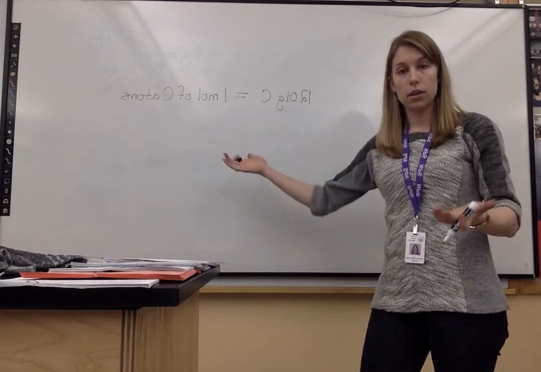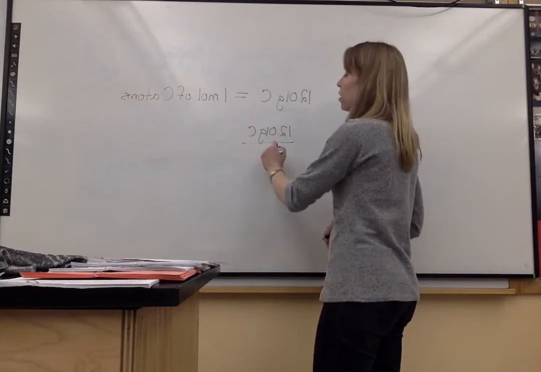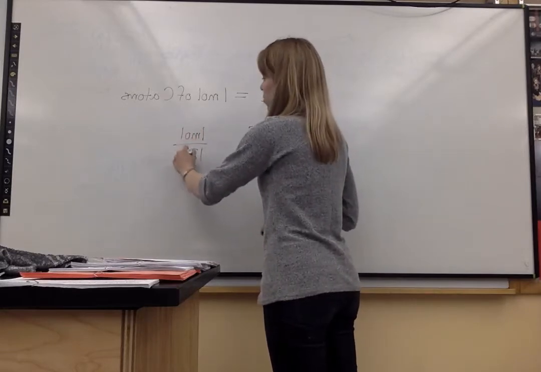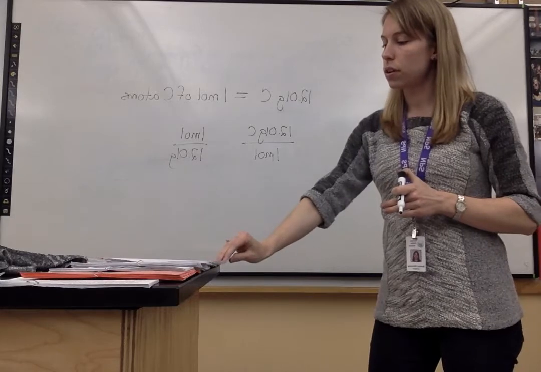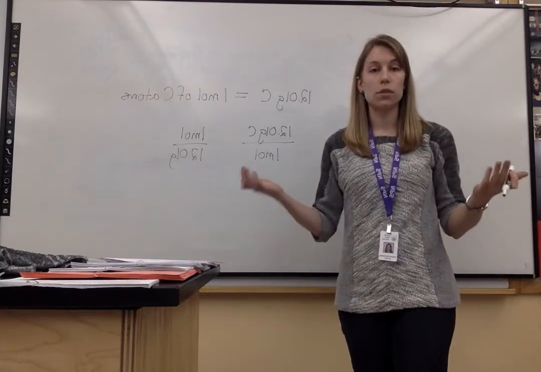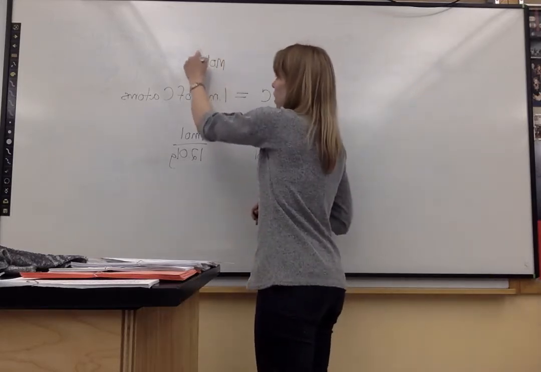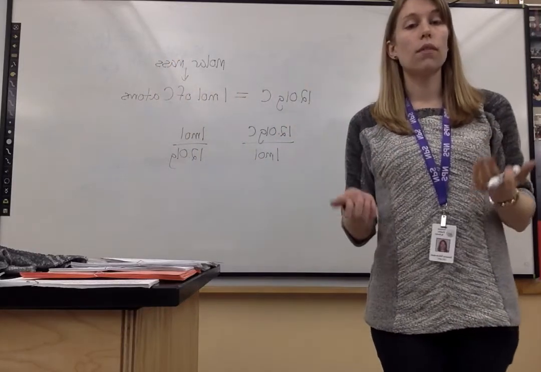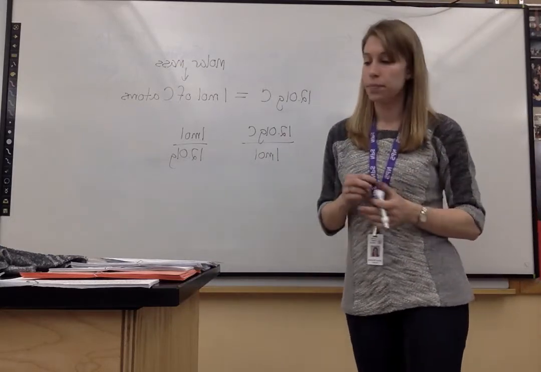So we could also make an equivalent statement here. We could say that there are 12.01 grams for every 1 mole, or we could say that there's 1 mole of carbon for every 12.01 grams. So we have our two ratios here. That is the molar mass. We've just defined for ourselves a vocab word. Molar mass just means the mass of 1 mole of carbon atoms, or the mass of 1 mole of any type of element.